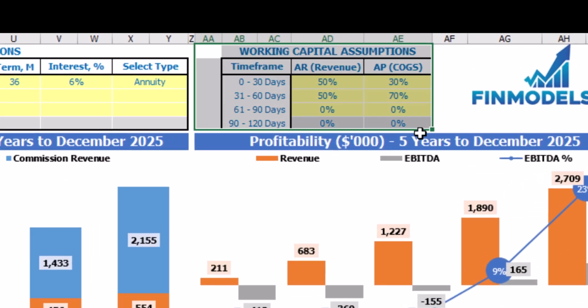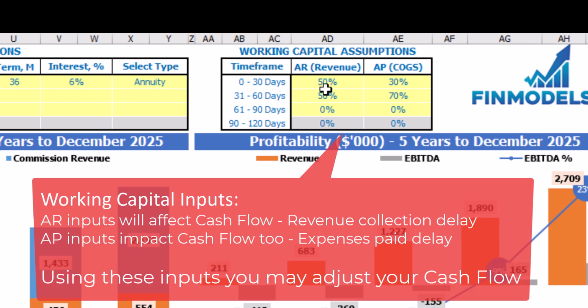Also on the dashboard you may set up your working capital assumptions. There are 2 main sections, which is accounts receivable and accounts payable. Accounts receivable applied to revenue and accounts payable applied to COGS. You have up to 4 time frames to set up, from 0 to 30 days, 31 to 60 days, 61 to 90 days, and 90 to 120 days.